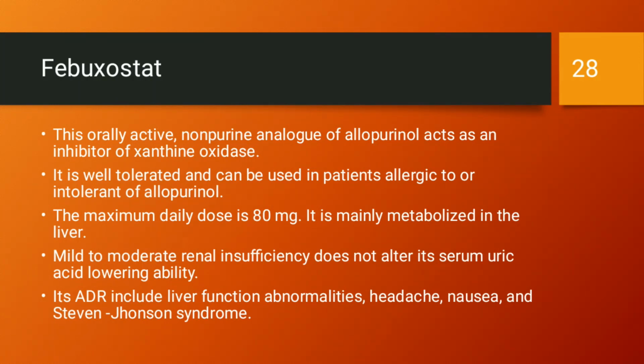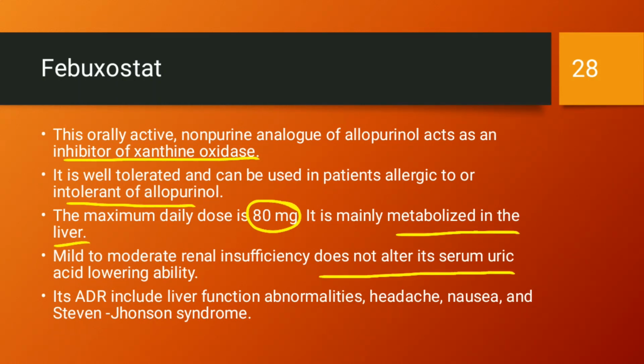So it is an orally active non-purine analog of allopurinol, and it acts as an inhibitor of xanthine oxidase. It is well tolerated, and it can be used in patients who are allergic to or intolerant of allopurinol. Okay. So the maximum daily dose is 80 mg, and it is mainly metabolized in the liver. Mild to moderate renal insufficiency does not alter its serum uric acid lowering ability.